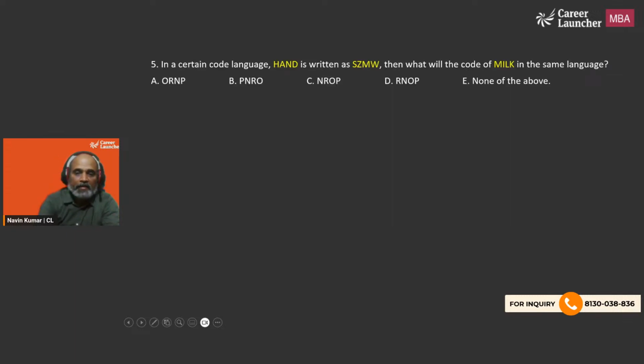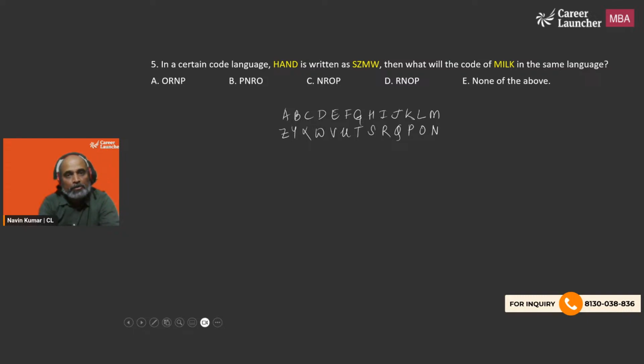Okay. Next one. In a certain code language, hand is written as SZMW, then what will be the code of milk in the same language? So basically, we have got A, B, C, D, E, F, G, H, I, J, K, L, M. Right? These are the first 13 letters of the English alphabet. Then we will write N, O, P, Q, R, S, T, U, V, W, X, Y, and Z. Okay, so this is the standard way of writing A to Z when we are solving questions on encoding, decoding.